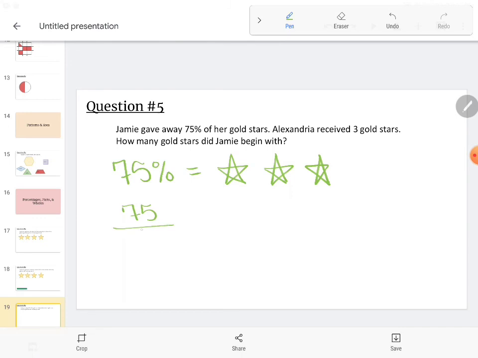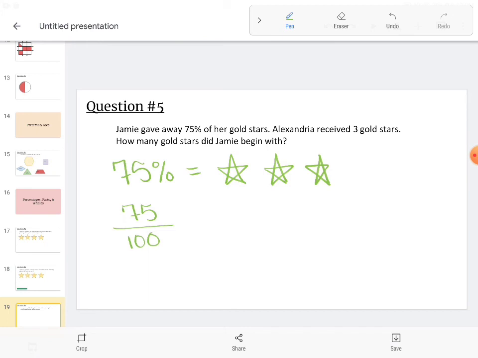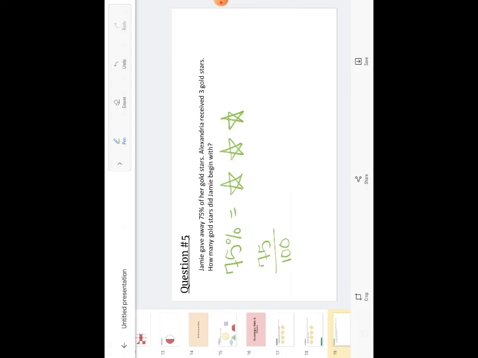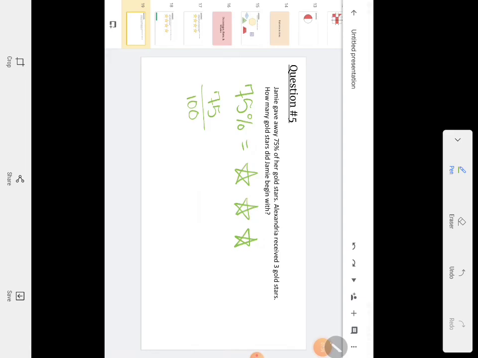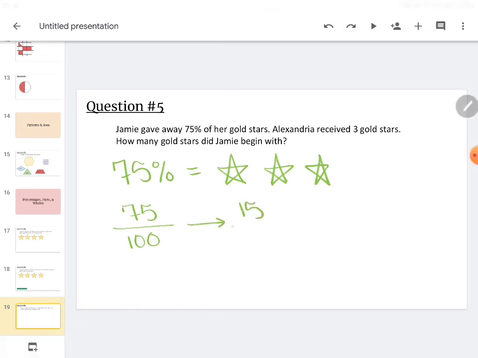Well, 75 over 100 is going to be, because we're making this into a fraction now, just so that we can get an idea of how many gold stars Alexandria has compared to how many gold stars there were altogether that Jamie had. So 75 over 100, we know that both of these numbers are divisible by 5. 75 divided by 5 is 15. And 100 divided by 5 is 20.